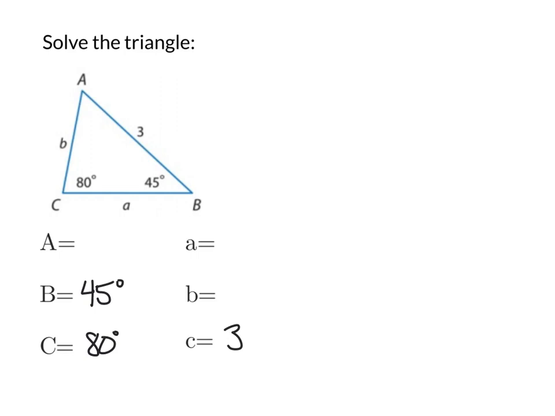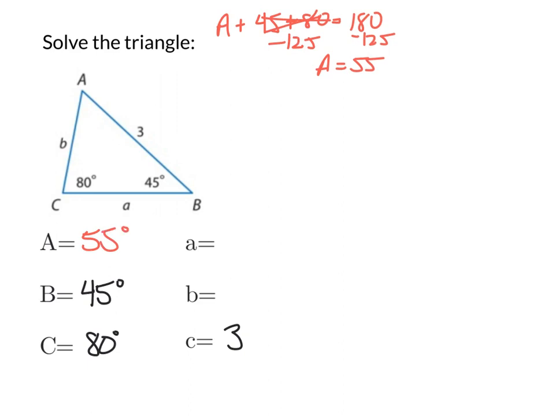So I'm going to take them one at a time. First, I'm going to take the angle. Since we know all 3 angles have to add up to 180 degrees, that would mean that A plus angle B, 45, plus angle C, 80, would have to equal 180 degrees. So if I were to subtract 125, which is the sum of those two, from both sides, we see that A is 55. So A is 55 degrees.